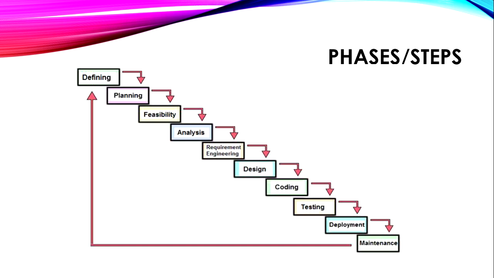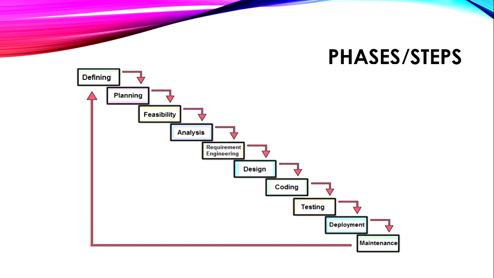First phase is defining the problem, second is planning, third is feasibility study, fourth is analysis, fifth is requirement engineering, number 6 is design, 7th coding, 8th testing and verification, 9th deployment, and last one is maintenance and support. These phases are shown in diagram and done one by one.